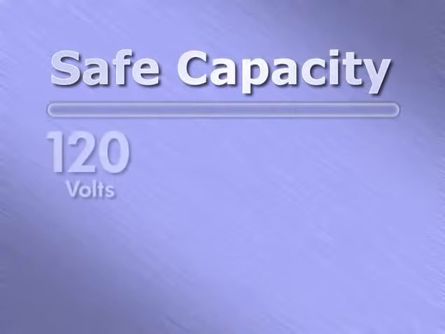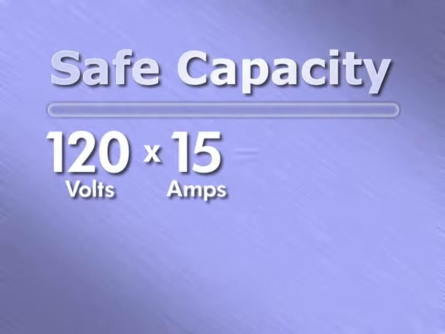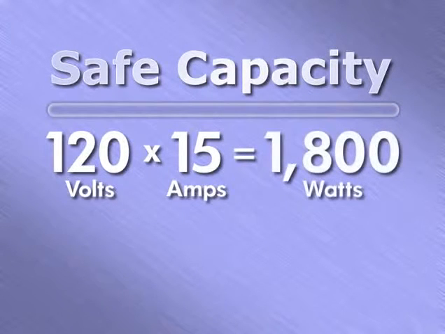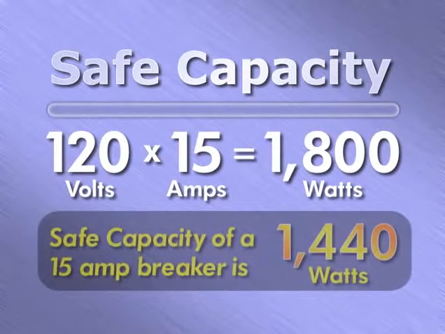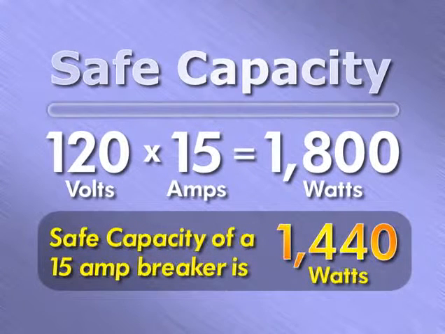This means that if a breaker has a rating of 15 amps and can sustain power of 1,800 total watts, the total amount of current passing through that circuit should never exceed the safe capacity of 1,440 watts. If you respect electricity and play it safe, you can avoid serious problems caused by the dangers of overloading a circuit.